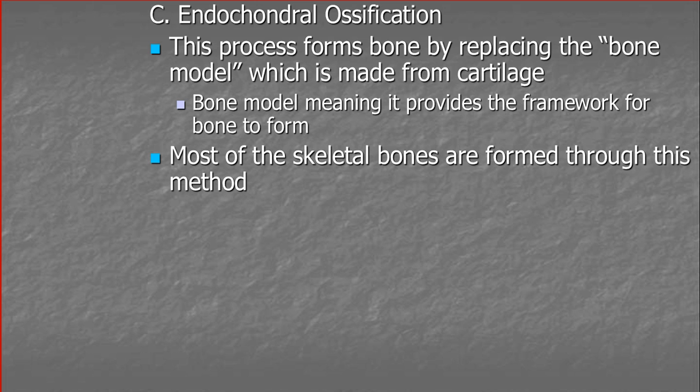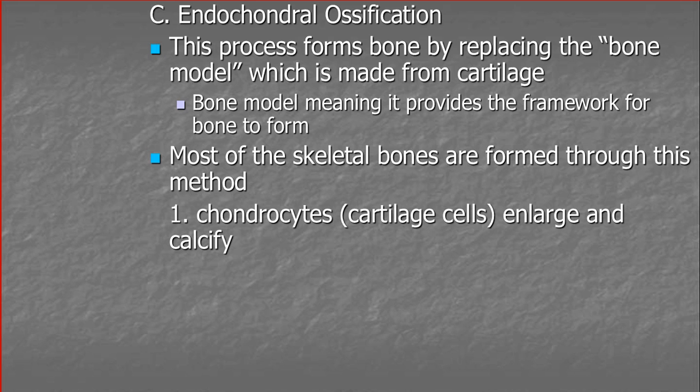Most of your skeletal bones in your body are actually formed from endochondral ossification, and intramembranous ossification, the one we talked about in part B, is one that doesn't occur as frequently because there aren't as many flat bones as there are long bones, short bones, and irregular bones. So let's go through the steps very briefly, and then in a second I'll show you a little movie and clarify some things for you.